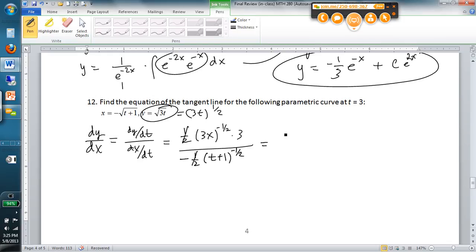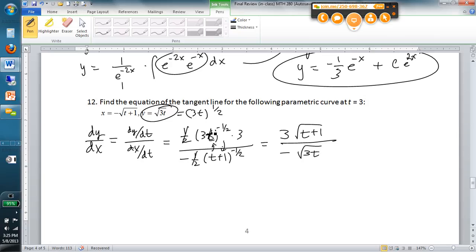And what I'm going to do is, these are just going to flip-flop, aren't they? This one's going to go up and that one's going to go down. So it'll be the square root of t plus 1, let's write it this way, over negative the square root of 3t. I have an x there, that should be a t. Does that look okay? 3 square root of t plus 1 over negative square root of 3t is the derivative dy dx. Look okay? I do all that right before we go further and get messed up down the line.